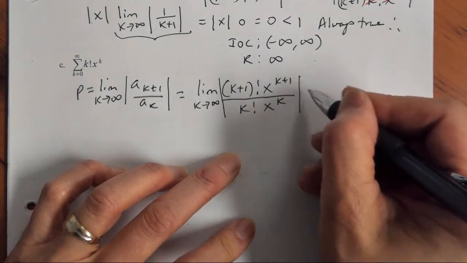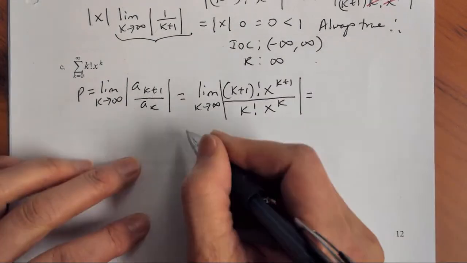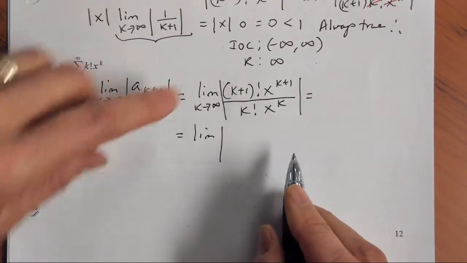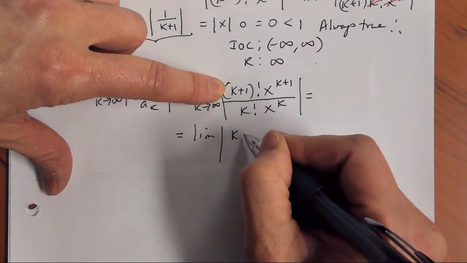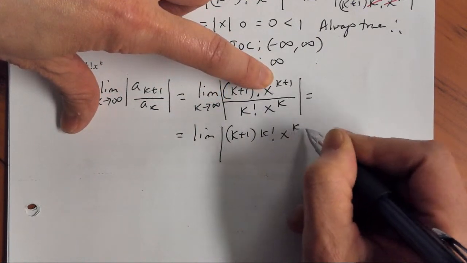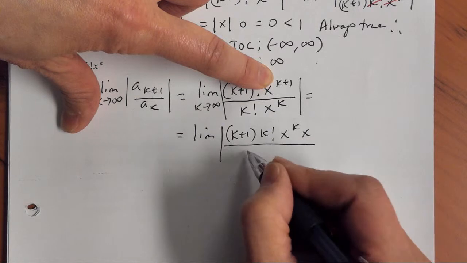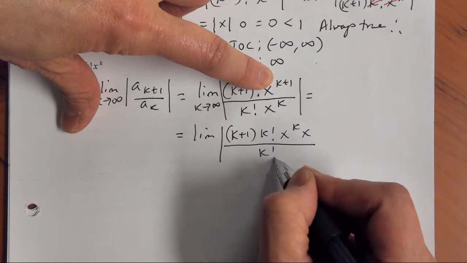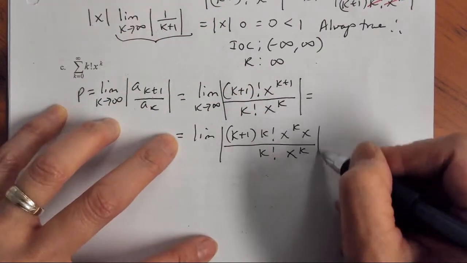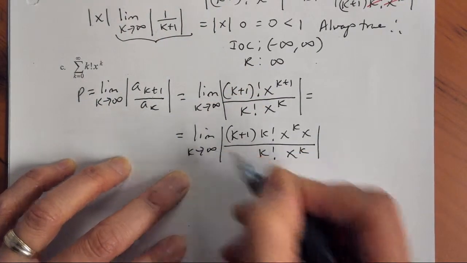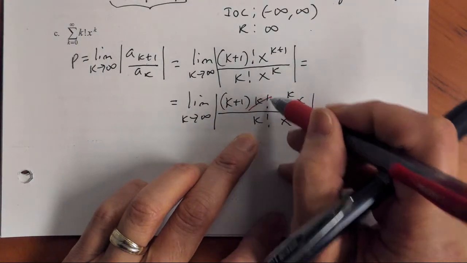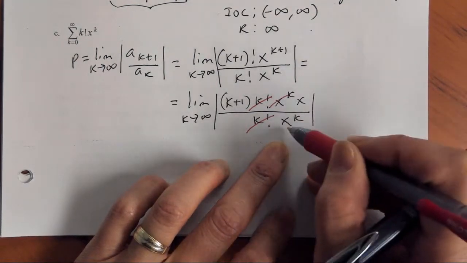All right, simplify this. I'll do it down here. So we have equals limit. So k plus 1 factorial is k plus 1 times k factorial. And this is going to be x to the k times x. And the denominator, k factorial, and x to the k. So you have as k goes to infinity. So this will cancel out, this will cancel out this and this.